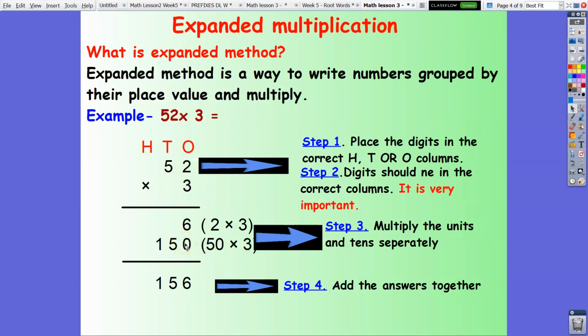The next step is to add the answers together. So 6 plus 0 is 6. Bring down the 5 because it doesn't have any number to add. And the 1. So the answer is 156.